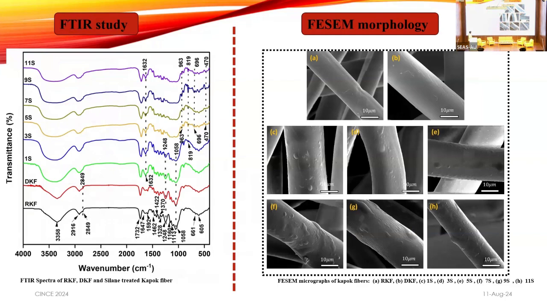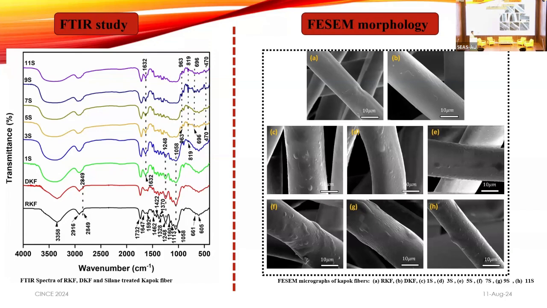This is due to the Si-O-Si linkage, which is due to the self-polymerized silanes. Then you can also see that at 3358, this is due to the OH group. With increasing silane concentration, this transmittance percentage decreases. That is due to the removal of the OH group. This OH group causes incompatibility between the fiber and matrix at the interface. So to enhance the compatibility, these are removed from the fiber structure. That will help in better linking between the fiber and matrix at the interface.